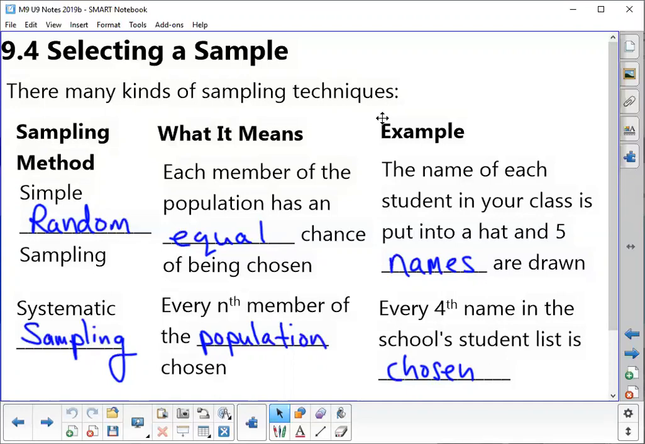Also, it would be something that would be done in like a factory. Every 10th battery, actually probably more like every 100th battery, gets checked to see if it is up to standard. That makes sense?